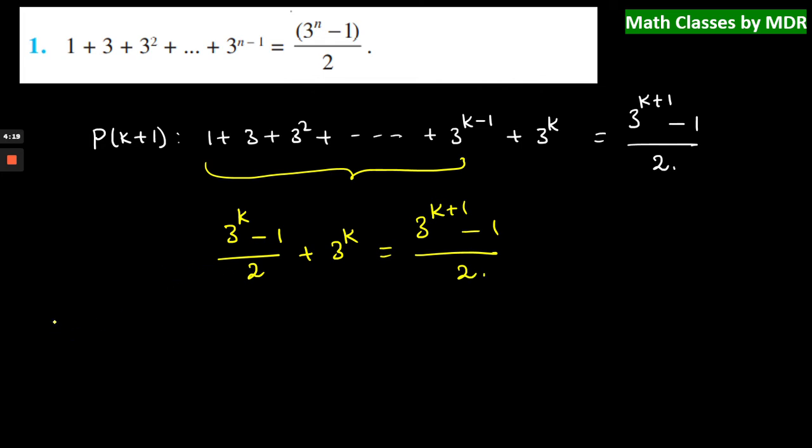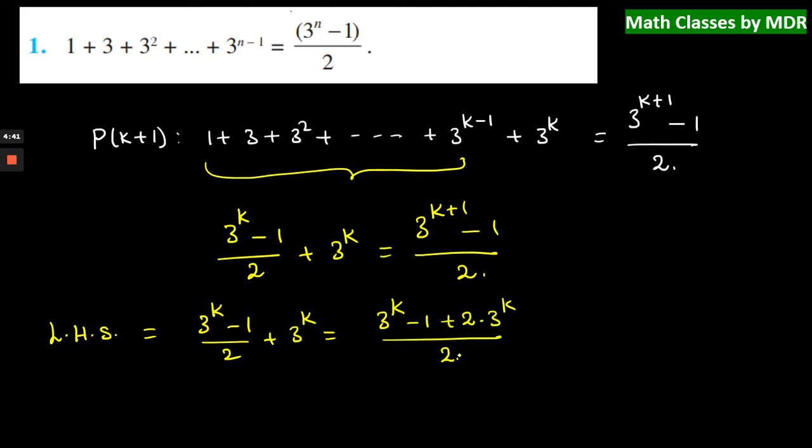So now let's take the left hand side to prove the statement, to prove this maybe you can say identity. So let's take the left hand side. So left hand side we have 3 power k minus 1 by 2 plus 3 to the power k. So now further we can write as 3 to the power k minus 1 plus 2 into 3 to the power k by 2, right, by taking LCM. So we can take 3 power k common here, from where 3 power k plus 2 to the power k minus 1 by 2. Now let's take 3 power k common here.